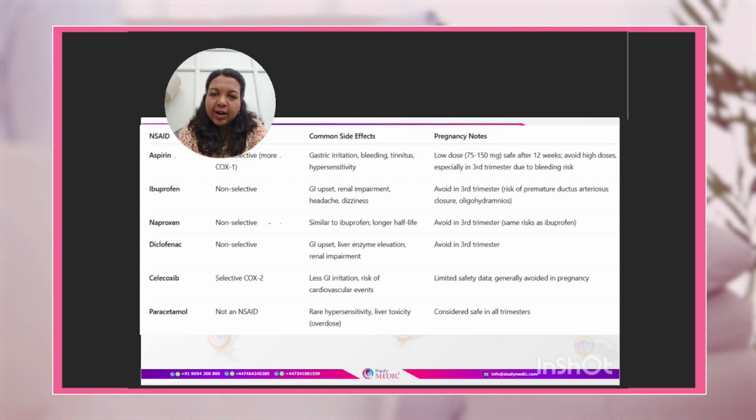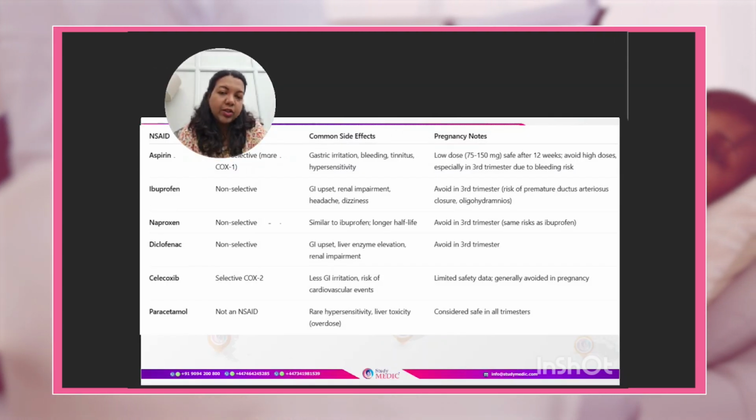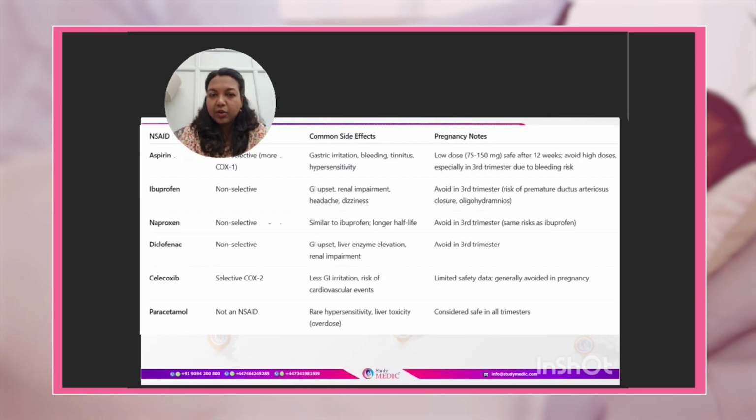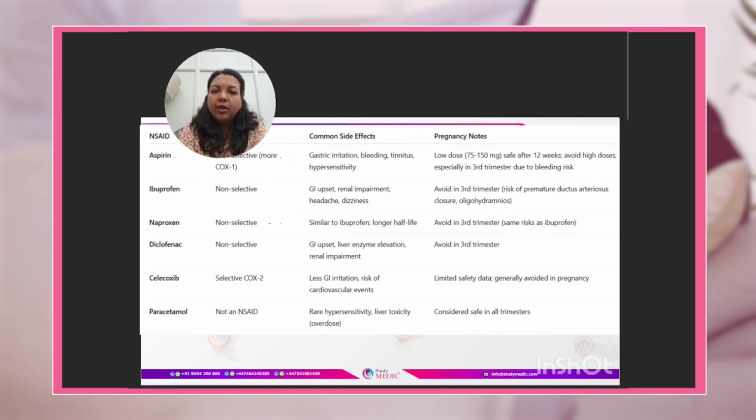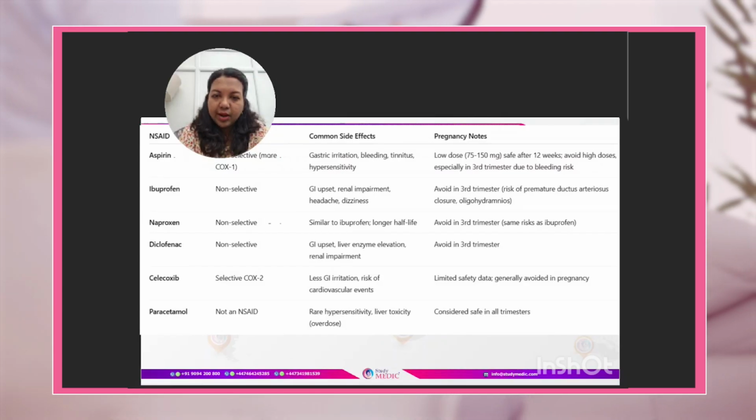and it is started from a low dose of 75 to 150 milligram. I'll be discussing the indications where you start the aspirin low dose for prevention of preeclampsia. Non-selective other COX inhibitors are ibuprofen, naproxen, and diclofenac.